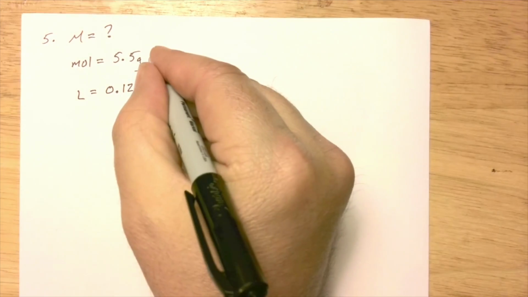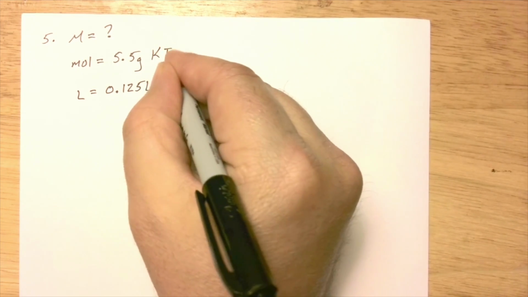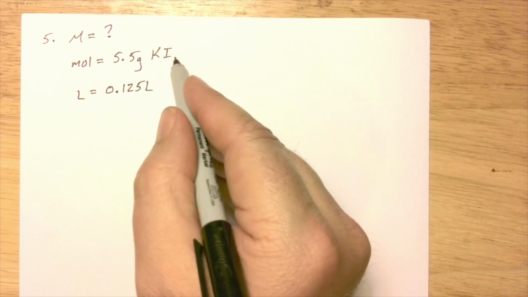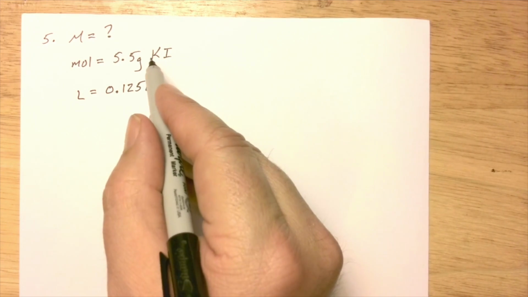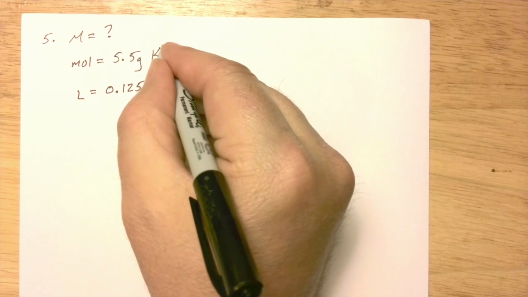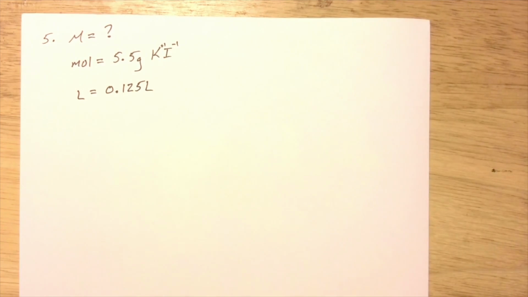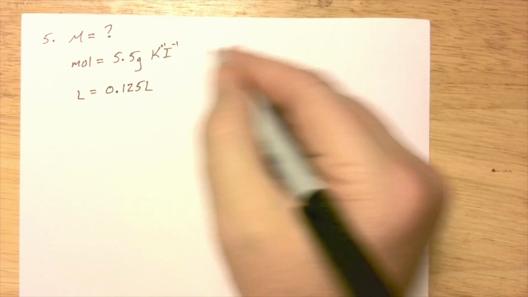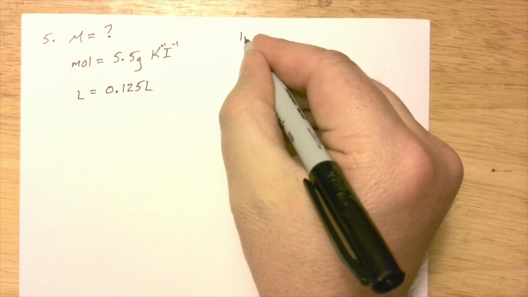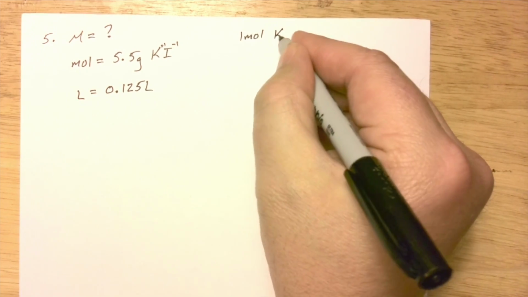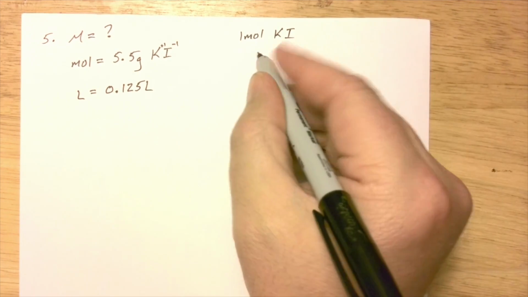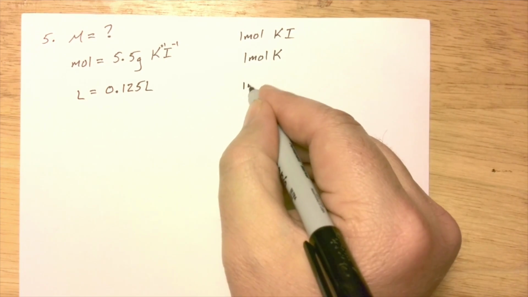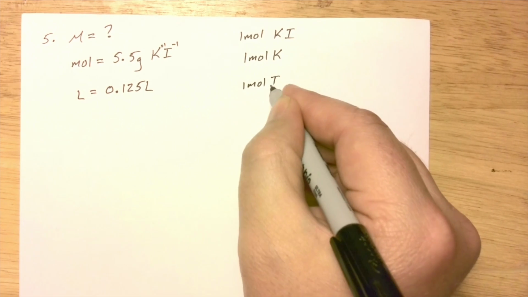Because this is potassium iodide. Now don't confuse that with the potassium iodate. Potassium iodate is KIO3. This is potassium iodide, which is just simply KI. This is +1, this is -1, so the charges balance out. So we need to find out what is the formula weight for potassium iodide. So if we have 1 mole of potassium iodide, you're going to have 1 mole of potassium and 1 mole of iodine.